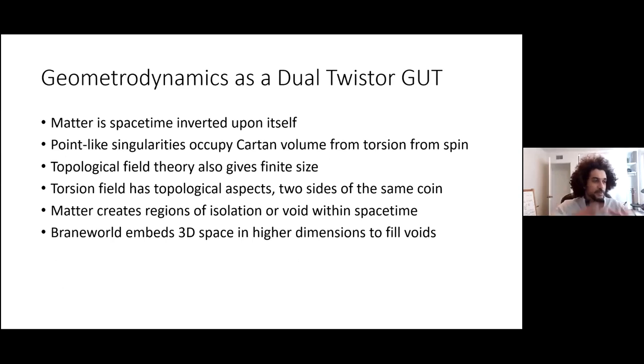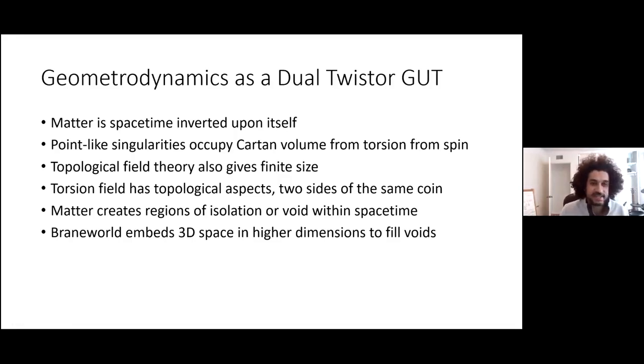You have this unified field where everything is the same object. And so as I was saying, you could think of point-like singularities actually occupying some volume after you consider everything that's going on. So even if you don't study torsion, the topological field theory community also finds the same effects, but these are actually two sides of the same coin.